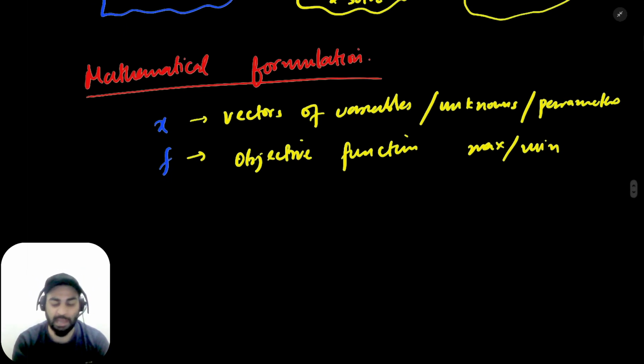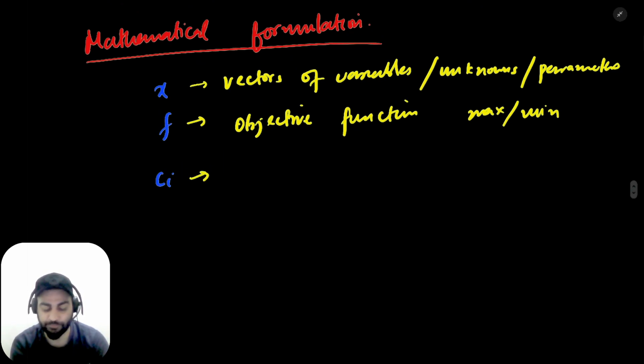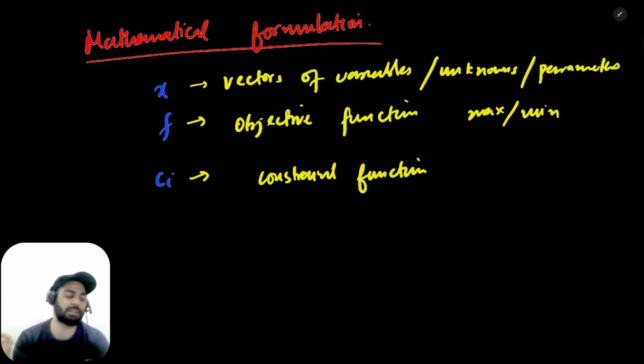Then we'll have some ci. Let's suppose ci are the constraints, so we'll call them constraint functions. Each itself will be a function. They are scalar functions that define equations and inequalities. So there will be equations or some inequalities on this unknown x. Let me give you an example.